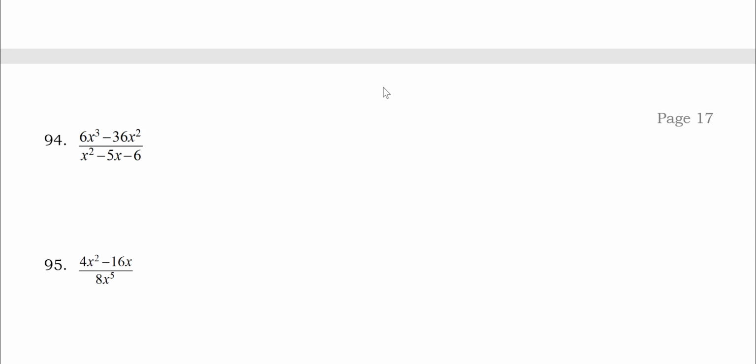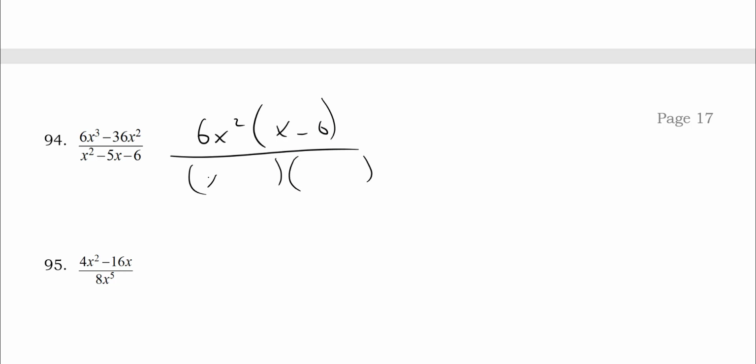All right, 94. If I want to factor that, I'm going to factor 6x squared out of that, and I get x minus 6 left over. And the bottom, I get x minus 6 times x plus 1. The x minus 6 cancel, and we want to have just 6x squared over x plus 1.